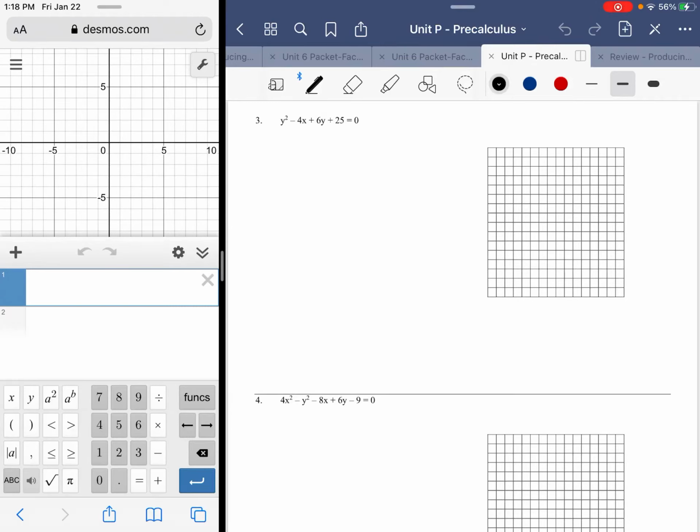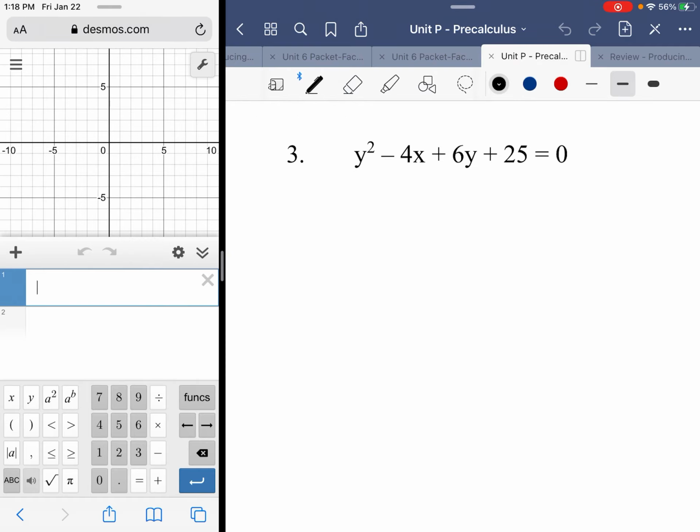So we're looking at Unit P, page 2. We'll take a look at numbers 3 and 4 here. Number 3 is going to be a parabola because we only have one of the variables raised to the second power, so it would not be an ellipse or a hyperbola. It's always a good idea to have in mind what you're up against.